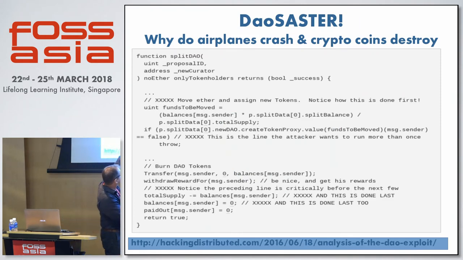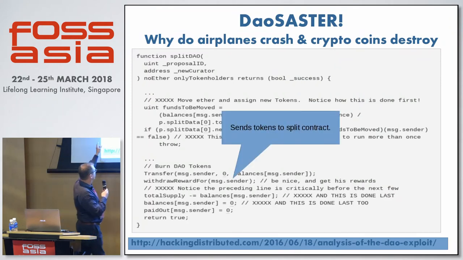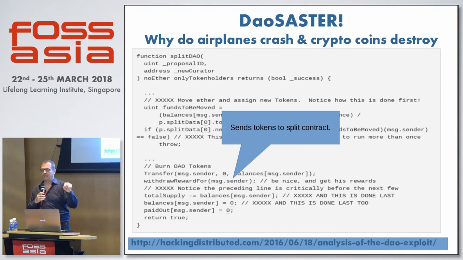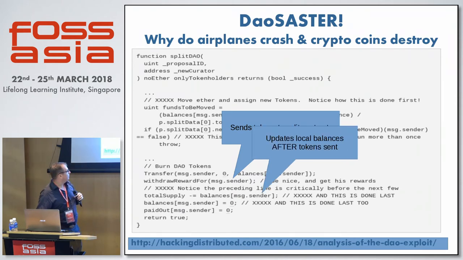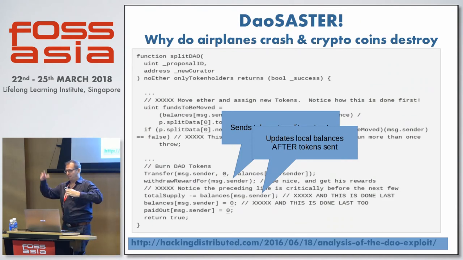up here at the beginning, is just figuring out how much money you are owed. Okay? And the very next thing it does is it calls this withdrawal reward for, which calls a function on that messenger's contract, which actually sends him the money that he's owed. Okay? Now, after that, the code updates the local balances of how much money the DAO has left, right?